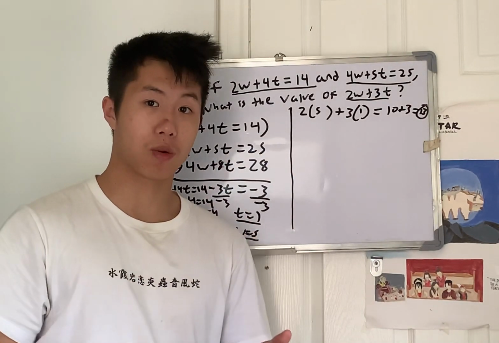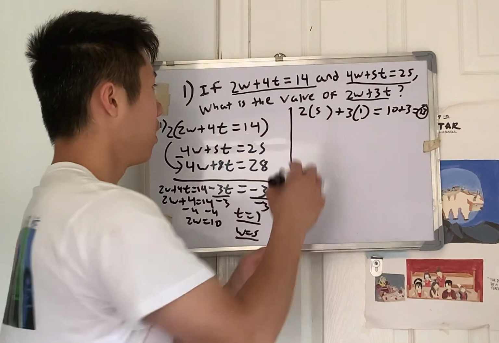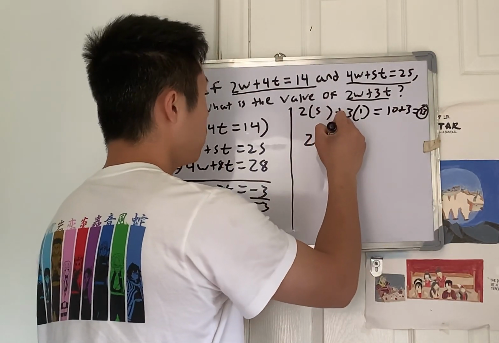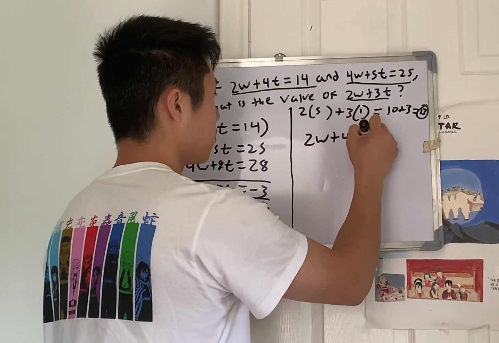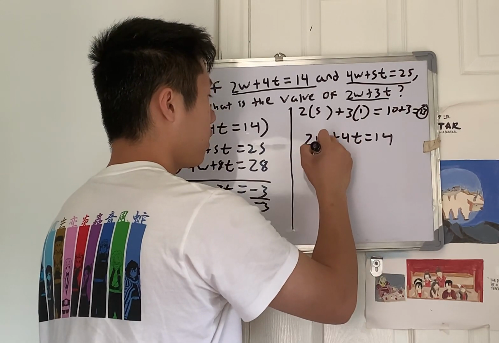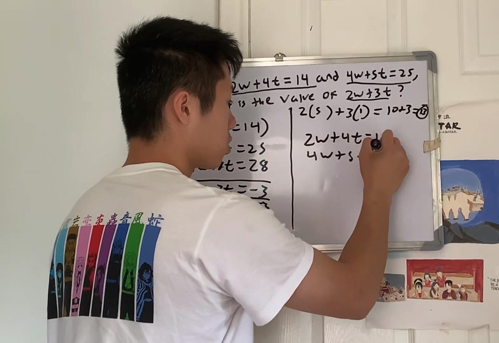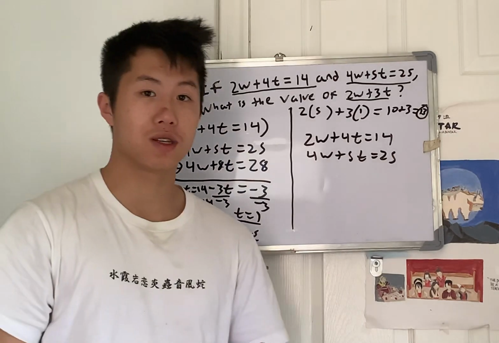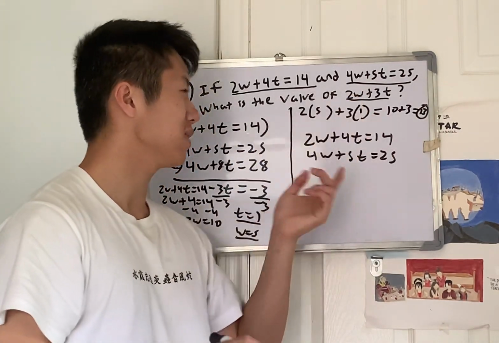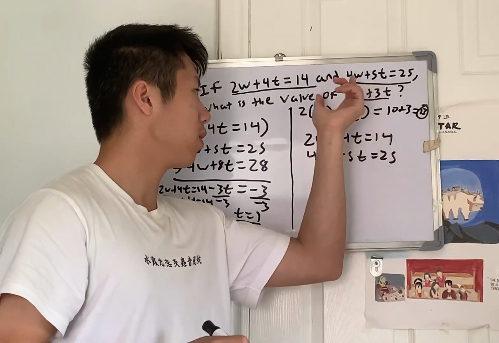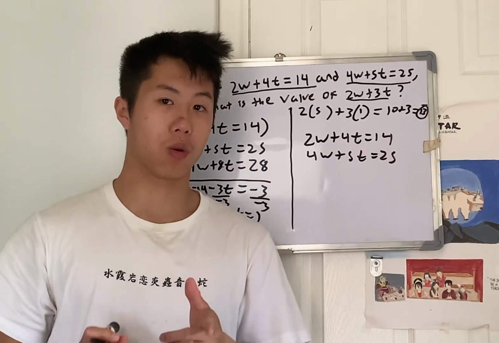Now, there's an easy way to solve this question. And what is that? Let's first align the 2 equations. So we have 2w plus 4t is equal to 14, and 4w plus 5t is equal to 25. Now, the easy way to do this is to recognize that the question is not asking for the values of w and t, but rather 2w plus 3t. There's always a trick to this.